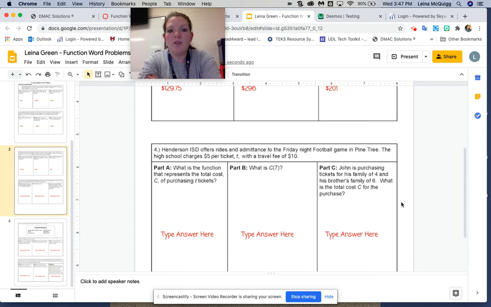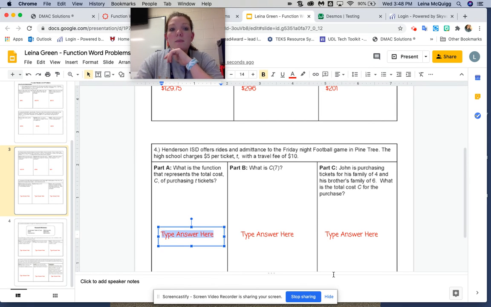Henderson ISD offers rides and admittance to the Friday night football games in Pine Tree. The high school charges $5 per ticket with a travel fee of $10. So they're going to bus you guys to the game. You have to pay $10 to ride on the bus plus $5 for your ticket to get into the game, okay? What is the function that represents the total cost C of purchasing T tickets?